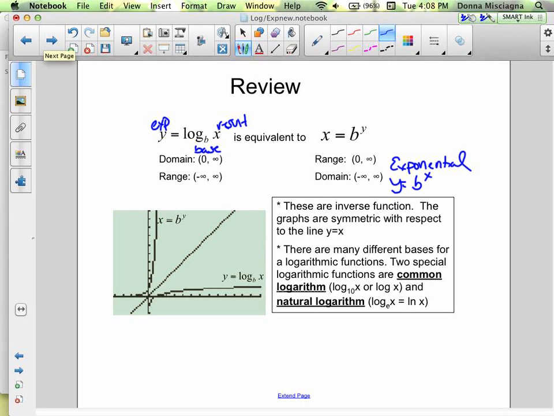There are many different bases for a logarithmic function. Two special logarithmic functions are the common logarithm, which has base 10, and generally we don't write the base in there. And then the natural log has base e, and we write natural log of x, or ln x.